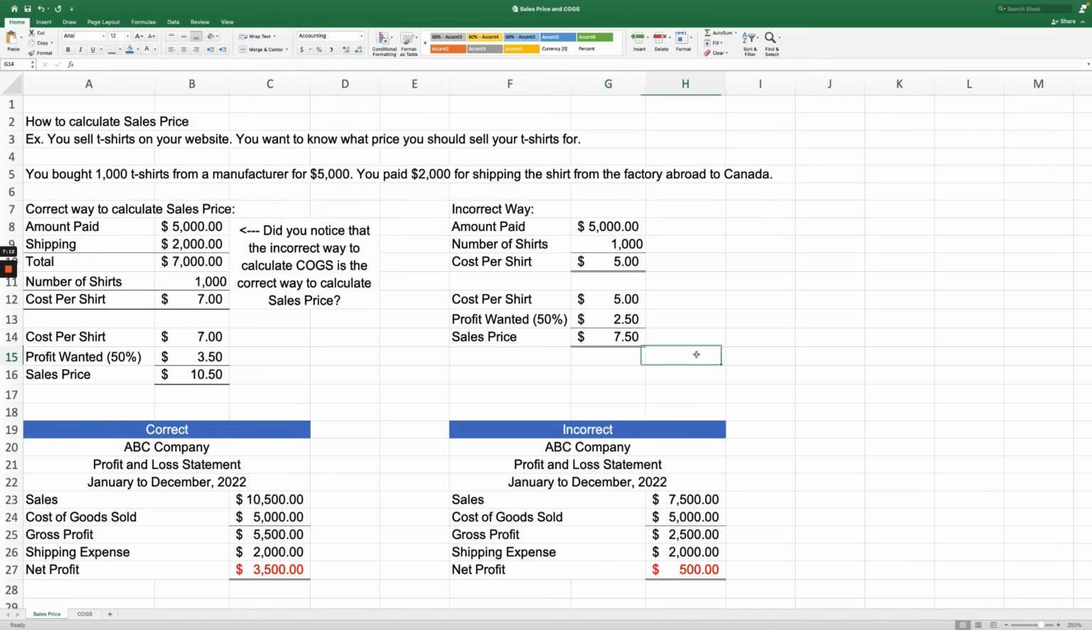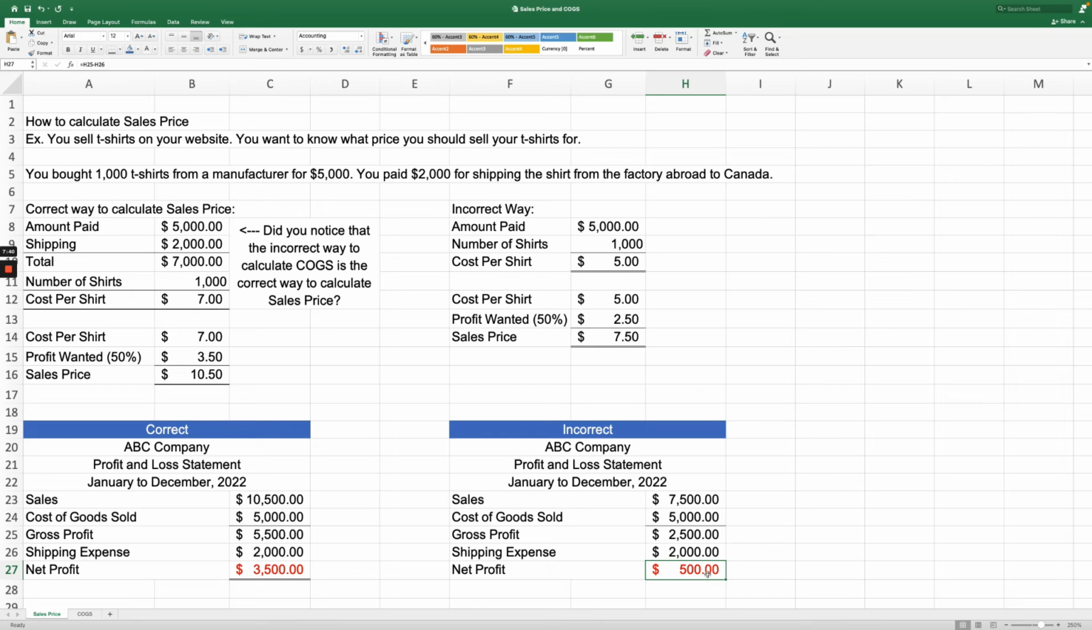So $7.50 times 1,000 shirts, your sales is $7,500. Your cost of goods sold is $5,000. Again, this is the correct cost of goods sold. And your gross profit is then $2,500. Minus your shipping expense of $2,000, your net profit is only $500.